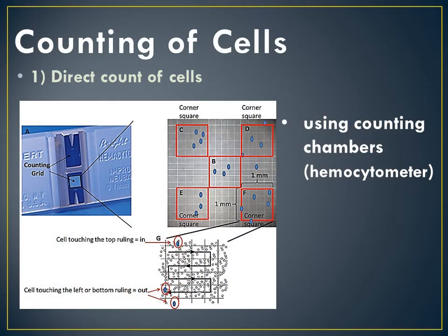The first method is direct count of cells. Cells are counted directly under the microscope or by an electronic particle counter. Direct microscopic counts are performed by spreading a measured volume of sample over a known area of a slide. Specially constructed counting chambers such as the hemocytometer simplify the direct counting procedure because they are made with depressions in which a known volume overlies an area that is ruled into squares.